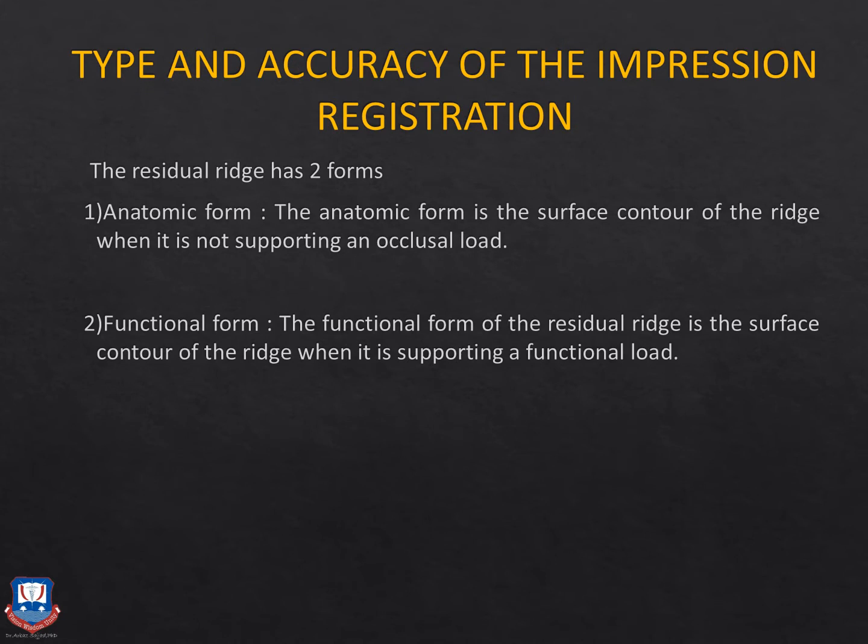The next is the accuracy and type of the impression technique that is being used. The residual ridge can be captured in two forms. That is in the anatomic form, that is when the tissues are at rest. The patient is not doing any functional movements like chewing, masticating, swallowing. That is, the tissues are undisturbed at rest, and this is called the anatomical form of the tissues.